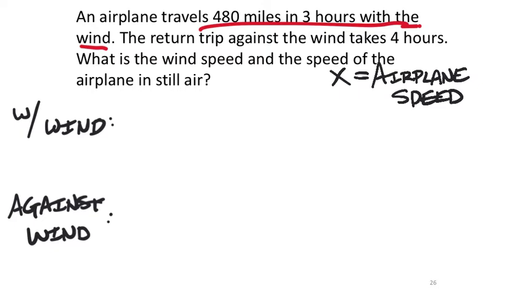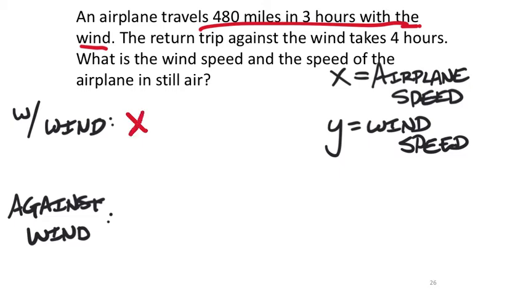Some students prefer the x to be the wind speed. Doesn't matter, okay? And then the y here for me is going to be the wind speed. Some students even say A for airplane speed and then W for wind speed. Doesn't matter, okay? Some people use icons or emojis. But in any case, we got to go with the wind first, which means you would take the airplane speed.